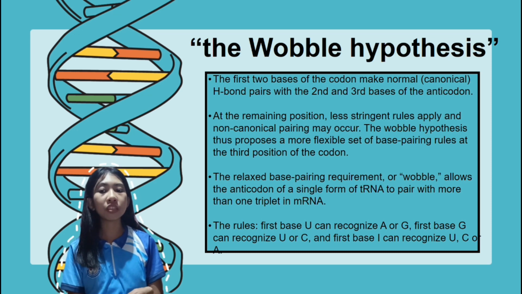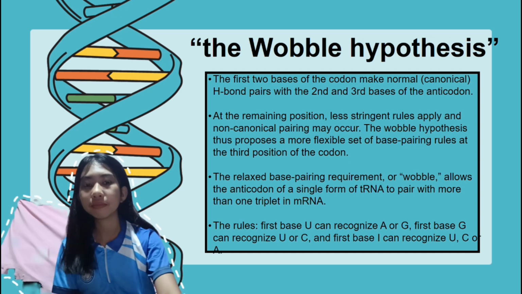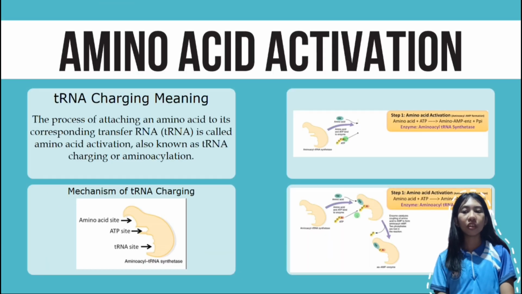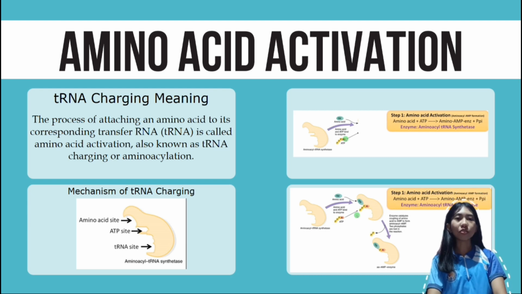So let's now move on to the tRNA charging or amino acid activation. When we say transfer RNA charging, it is the process of attaching an amino acid to its corresponding transfer RNA, which is also called amino acid activation, also known as tRNA charging or aminoacylation. In this process, we only have two major steps. But before we proceed to the process, let us know first the mechanism of transfer RNA charging.